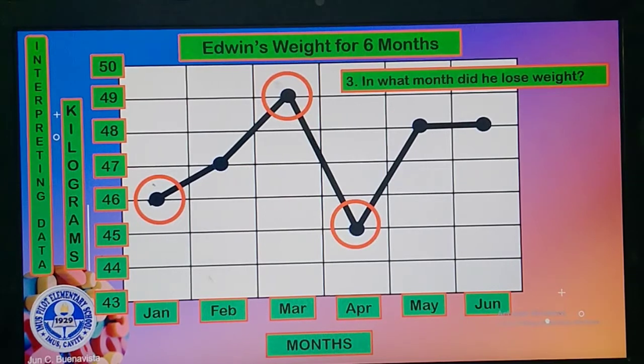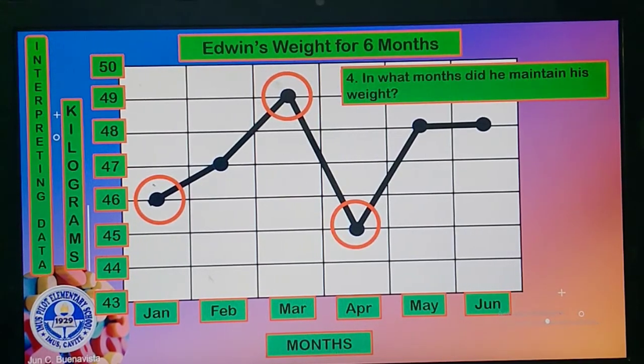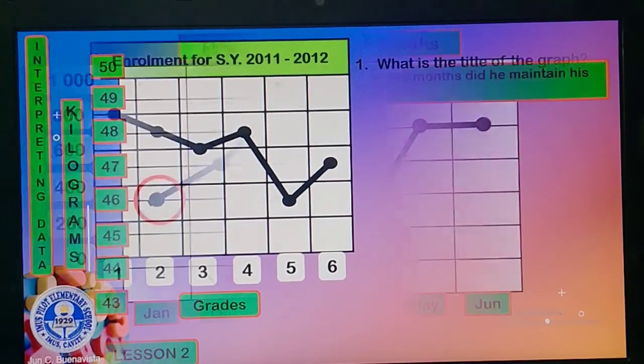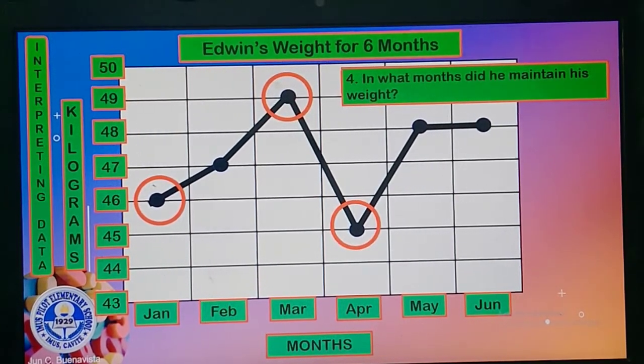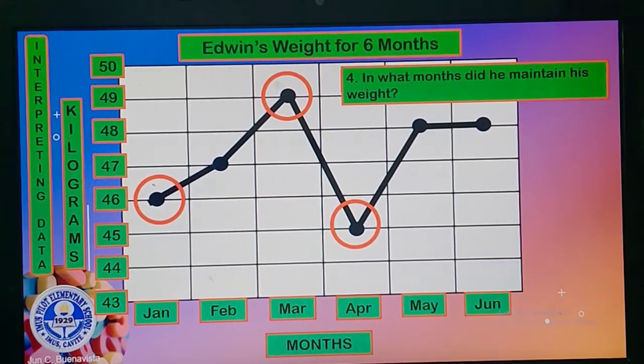Now, question number 4. In what months did he maintain his weight? Which month did he maintain? It did not go up, it did not go down. Alright, very good. May and June. Because his weight is the same. How much was his weight in May? 48 kilograms. In June, 48 kilograms also. So that is how to interpret the data using a line graph.